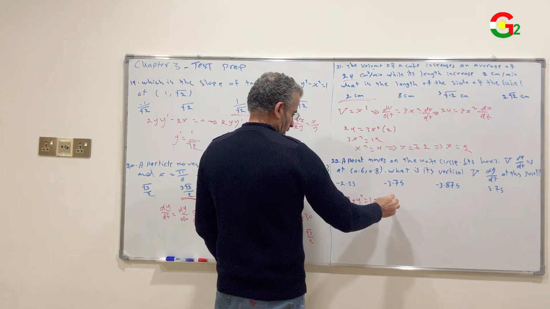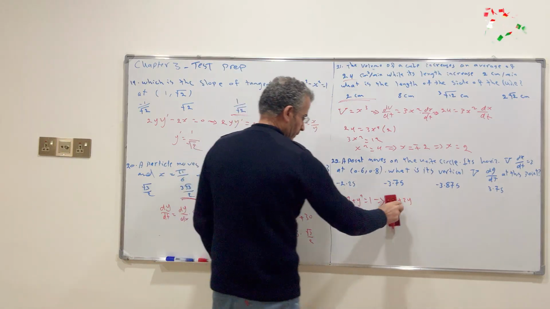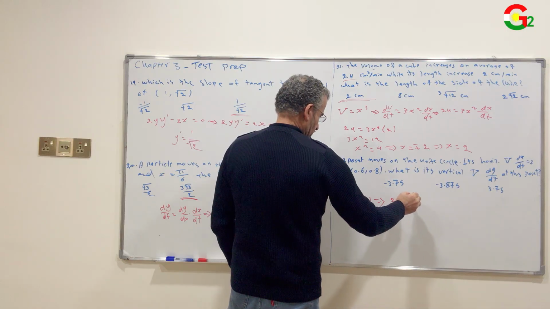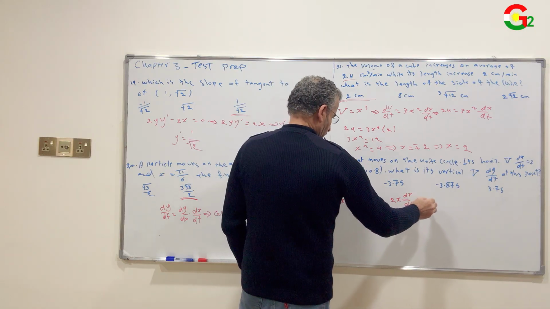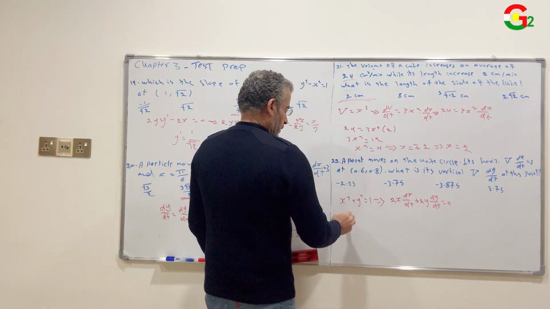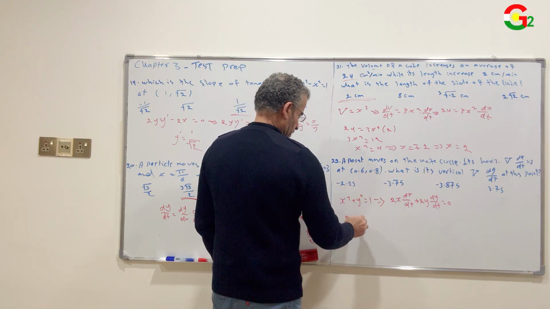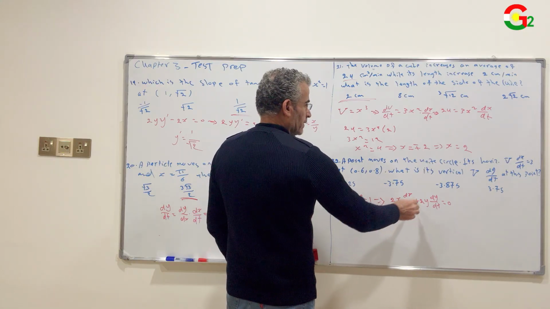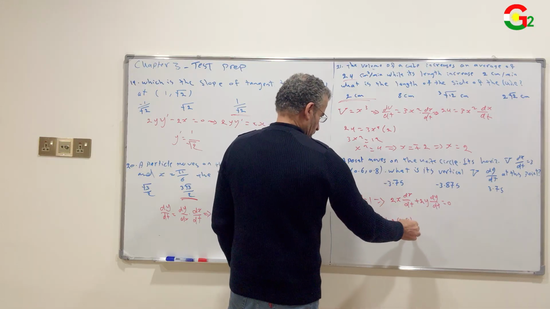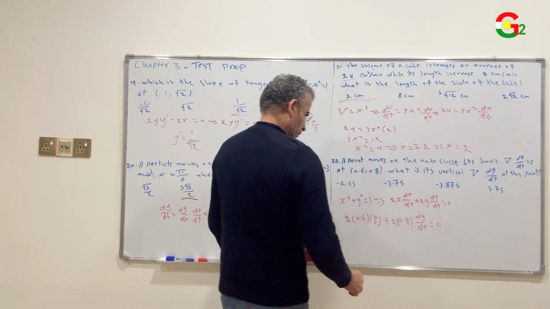Find the derivative of this function with respect to t: 2x times dx over dt plus 2y times dy over dt equals 0. At the point (0.6, 0.8): 2 times 0.6 times dx over dt, which is given as 3, plus 2 times 0.8 times dy over dt, which we want to find, equals 0.